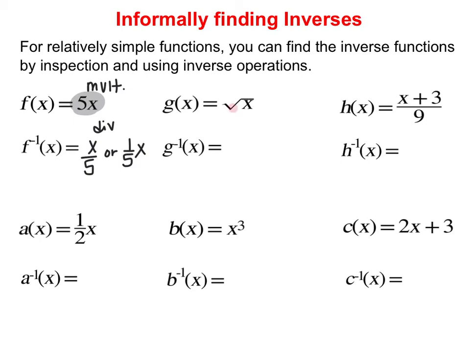If you look at your g of x function, the square root of x, we know to undo a square root, we would square both sides. So that's the inverse. If we have a square root, squared would be our inverse. So our inverse would just be x squared.